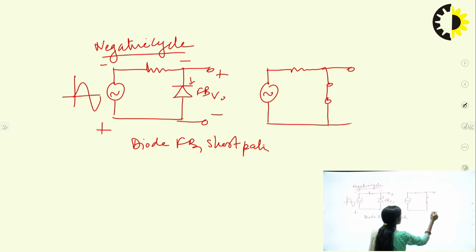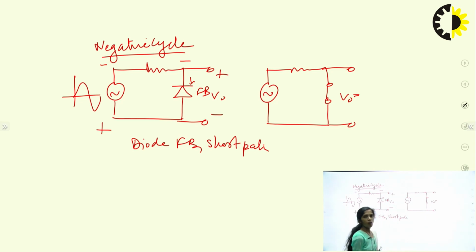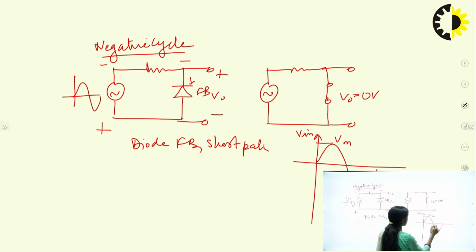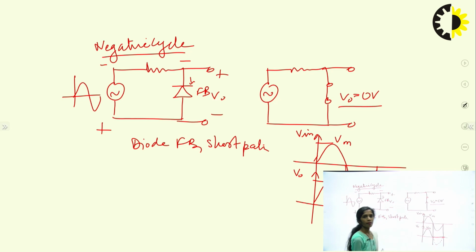So what is the output here now? We all know that the output voltage across a short path will always be considered as 0 volt. So if we draw the cycle here, this is the input Vin with peak amplitude Vm. The output for the positive cycle is the same as the input, with peak voltage Vm, and for the negative cycle we get output 0. That means the negative cycle is clipped here.